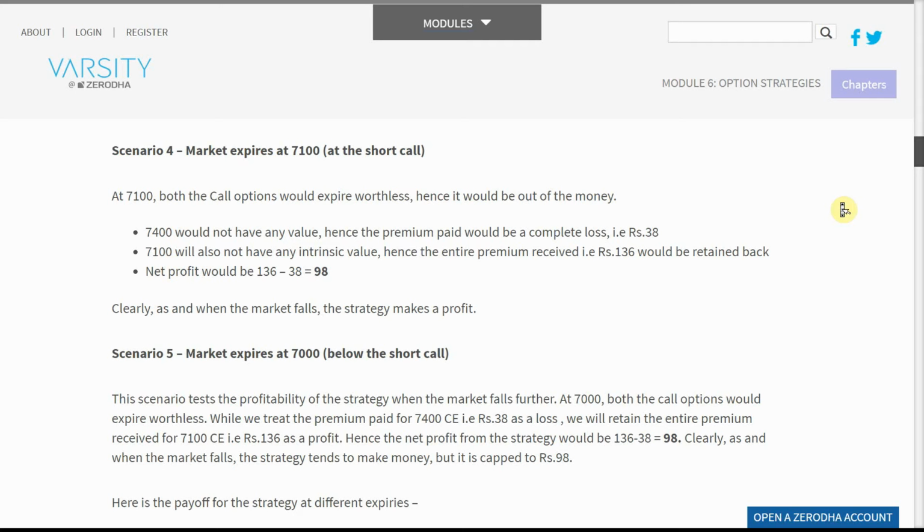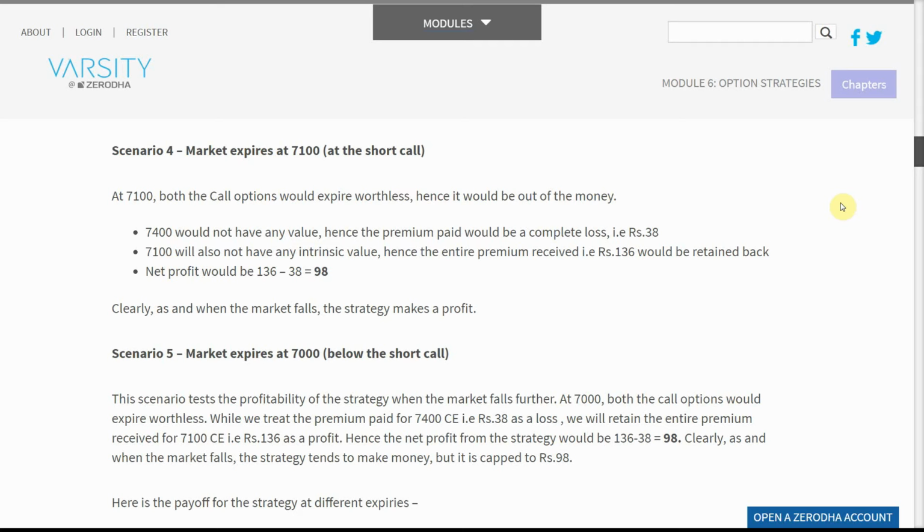7,100 will also not have any intrinsic value. Hence the entire premium received, i.e. 136 rupees, would be retained back. Net profit would be 136 minus 38 equals 98. Clearly, as and when the market falls, the strategy makes a profit.